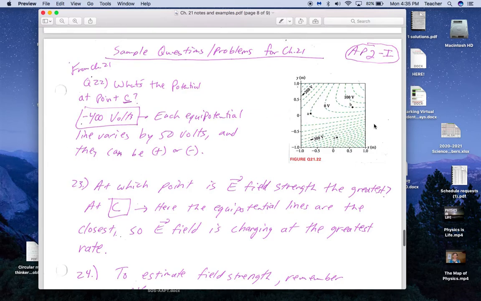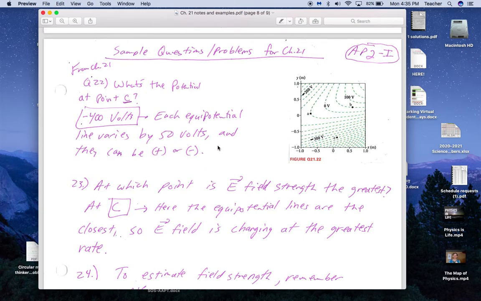So what's the potential at point C? Well, I know that each of these equipotential isolines is changing by 50 volts, and I know that more negatives are this way. So this line is negative 300, negative 350, negative 400. So I would anticipate that being negative 400 volts.